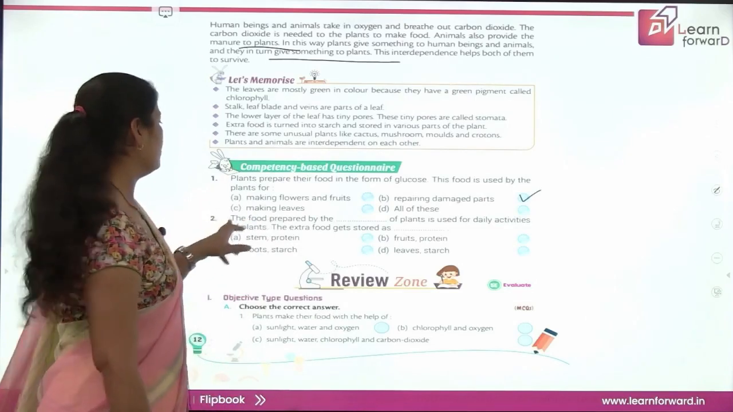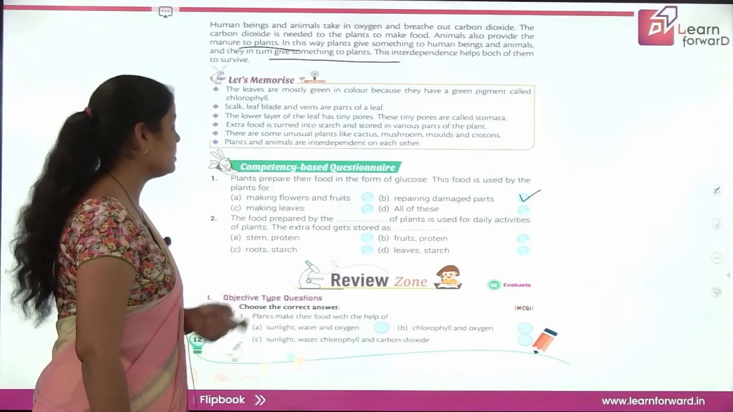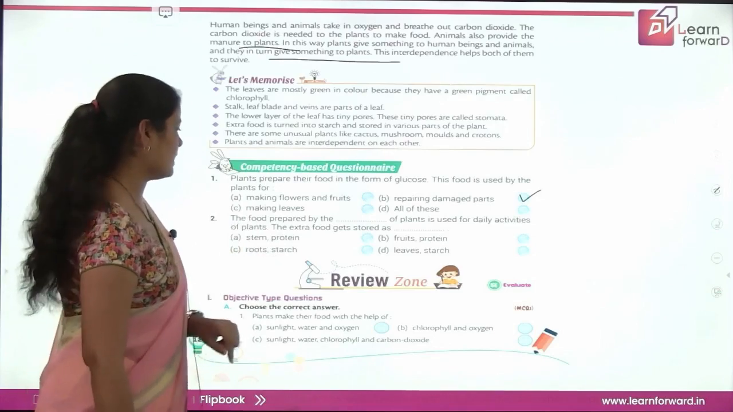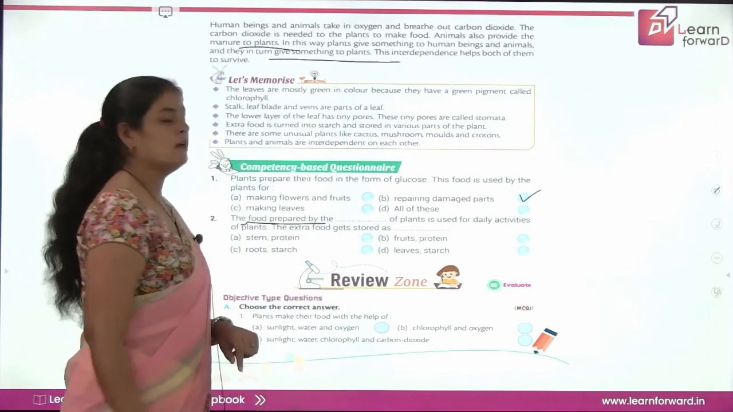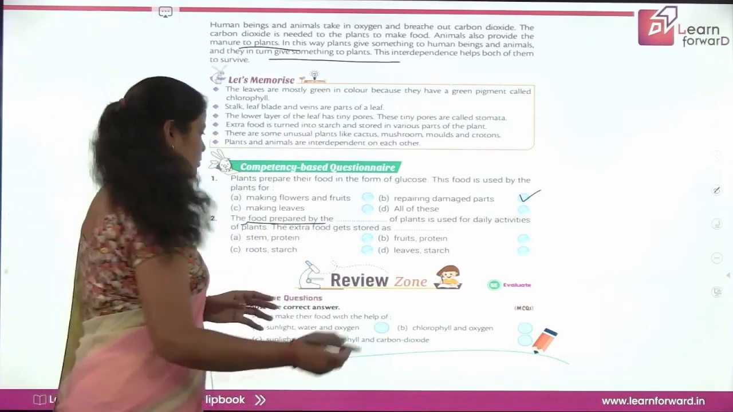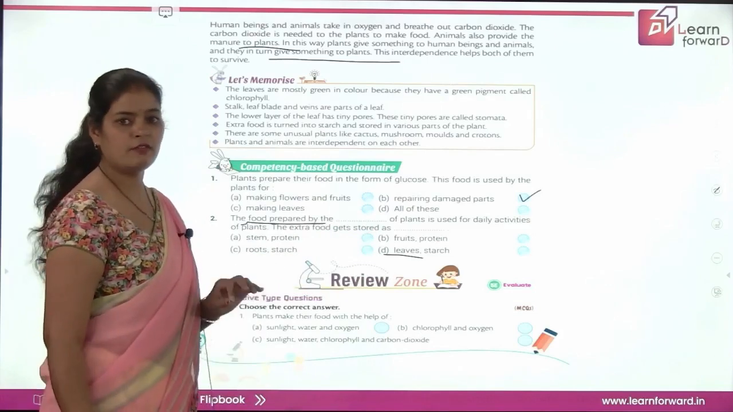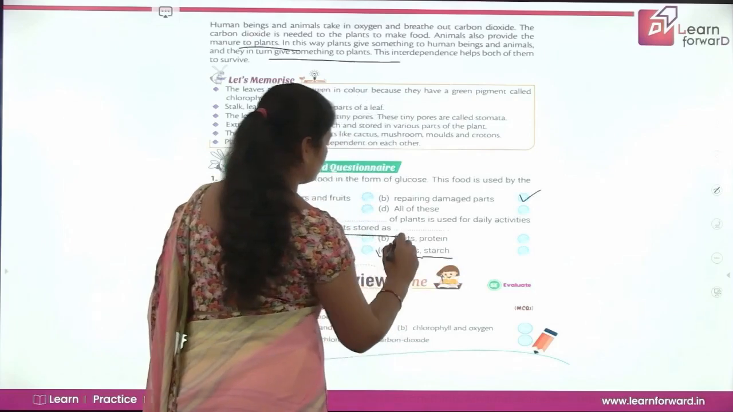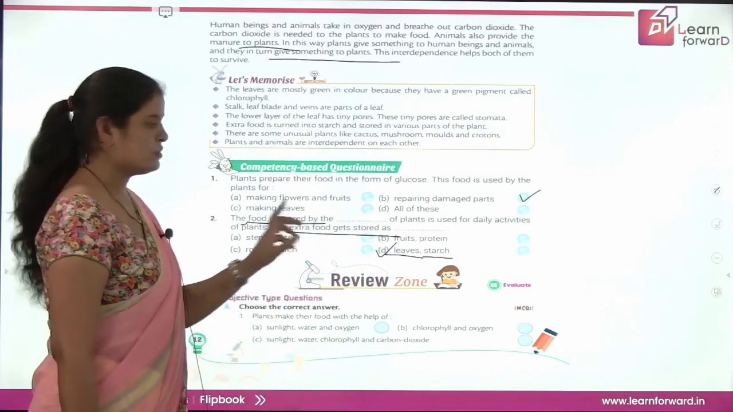This can be done. Now, food prepared by what of plants to use, that is used for daily activities of plants. The extra food gets stored as. So first thing, you know that food is prepared by the what part of the plant? You know that leaves. And this is the only option that has leaves in the first place. And second, food gets stored as starch. So this one. Okay. Food is prepared in leaves and food is stored as starch.